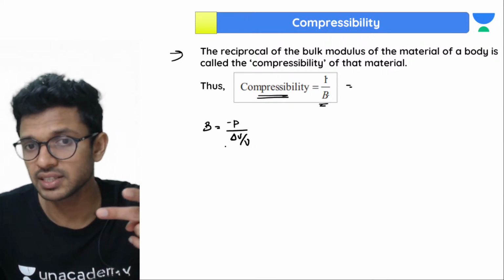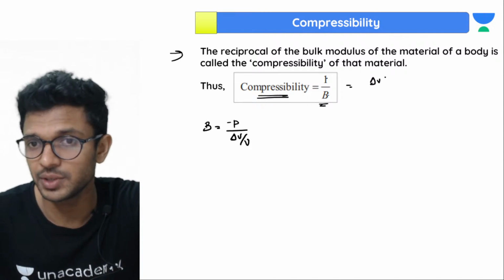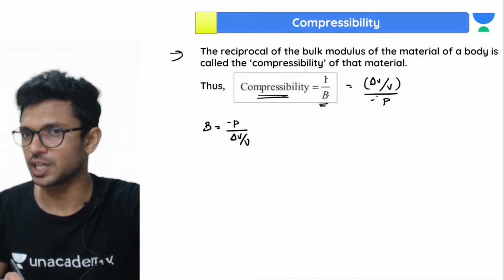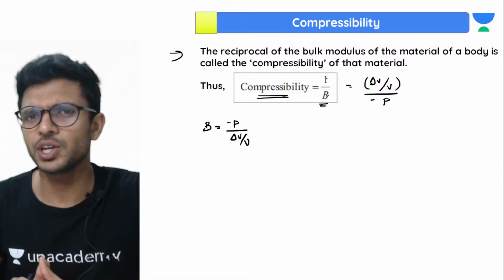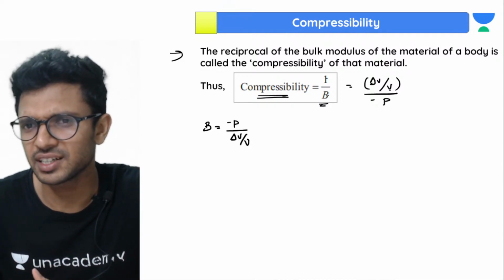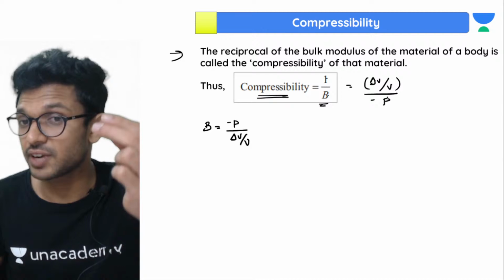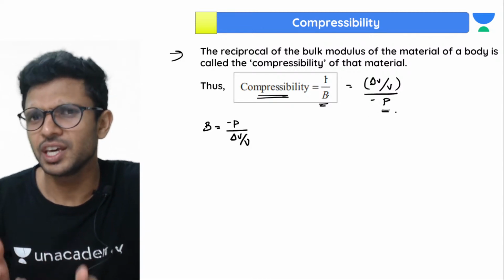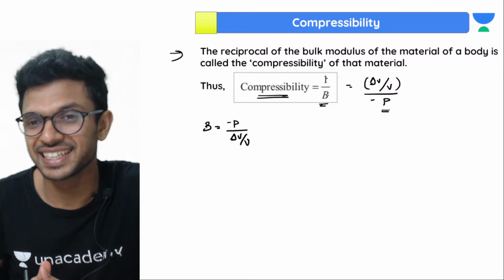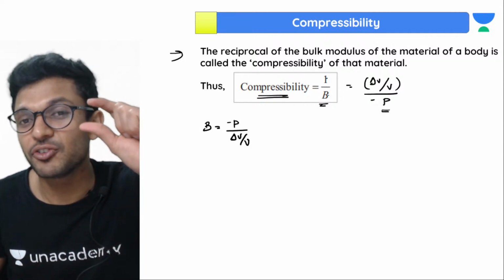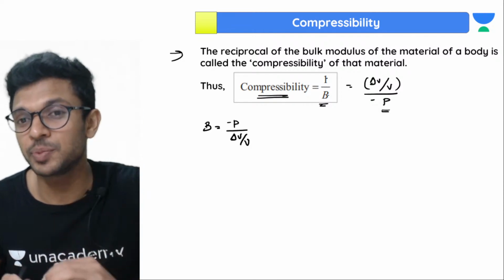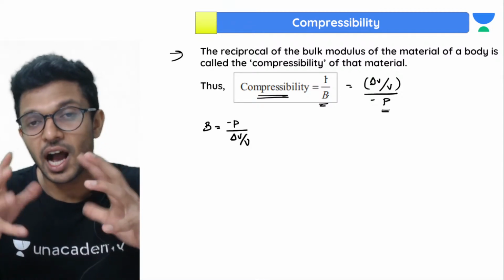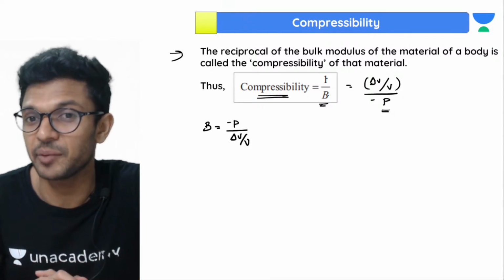1 by bulk modulus, so delta V by V comes up when you take the inverse, right? Divided by pressure with a negative sign. So how are you going to explain this particular formula? Delta V by V is a fractional change in volume and at the bottom we have pressure. So if you give a definition for this, you can say that it is the fractional change in volume per unit pressure. Meaning, if you give 1 unit of pressure, how much fractional change in volume is happening?